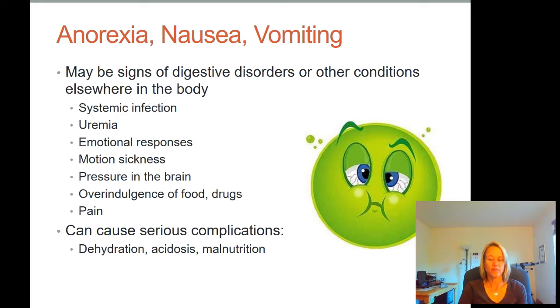Okay, let's talk about some manifestations of digestive disorders. So you have anorexia, nausea, and vomiting. And these can be a sign of digestive disorders, but they can also be a sign of other conditions elsewhere in the body, such as systemic infection, uremia. It can be emotional responses, motion sickness, pressure on the vomiting center in the brain, overindulgence of food or drugs, and pain. Vomiting in particular can lead to serious complications such as dehydration, acidosis, and malnutrition.